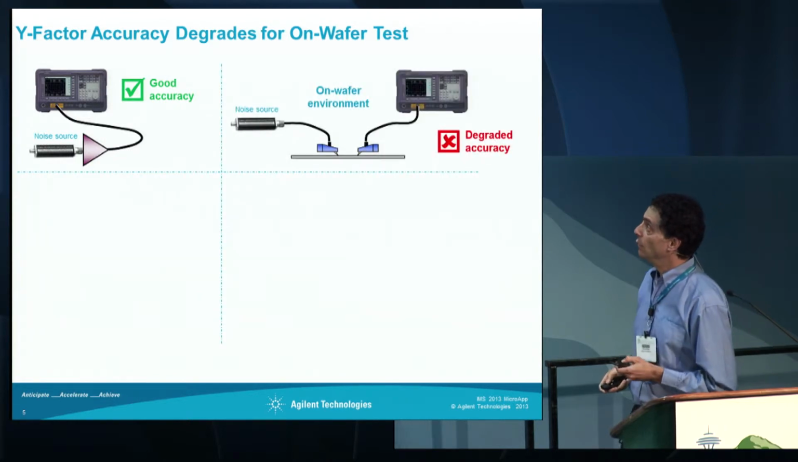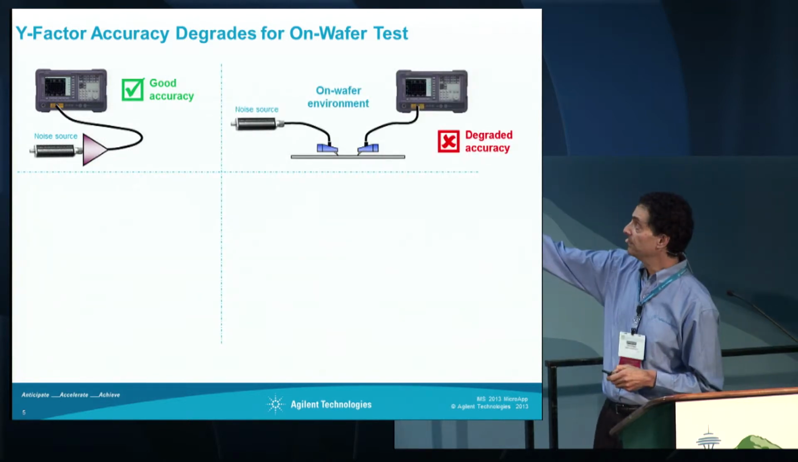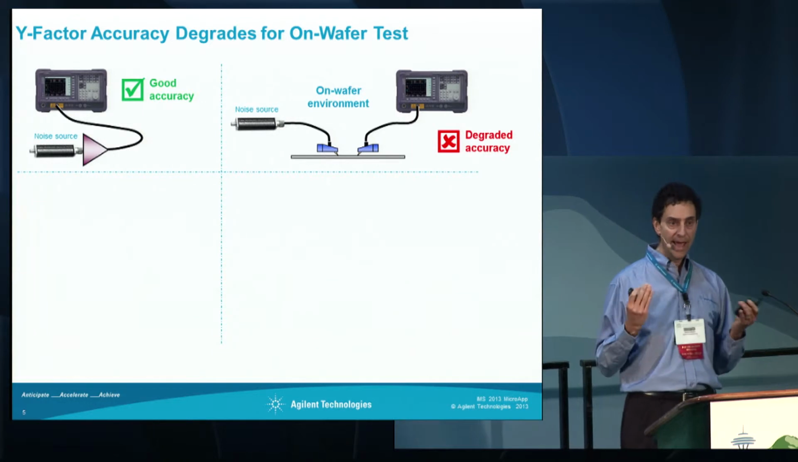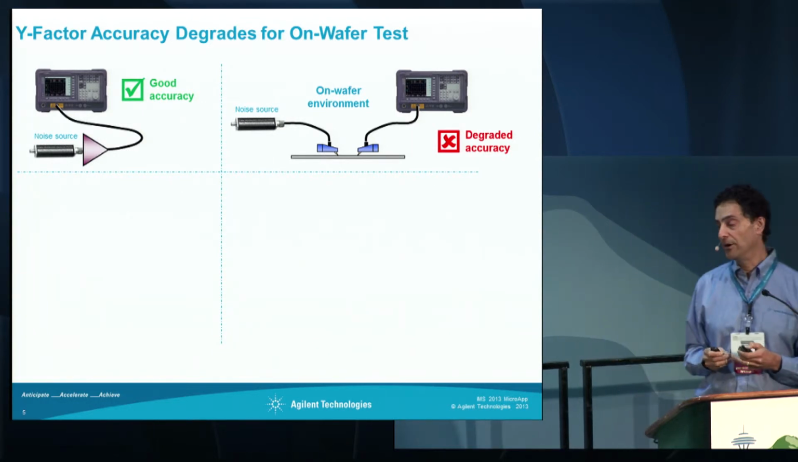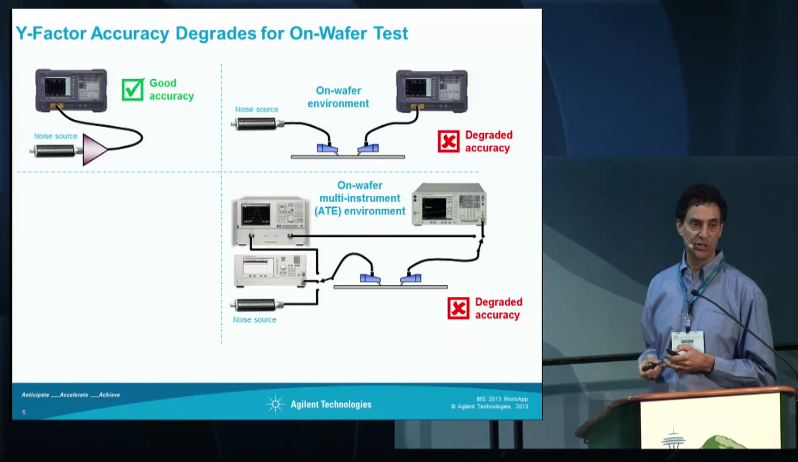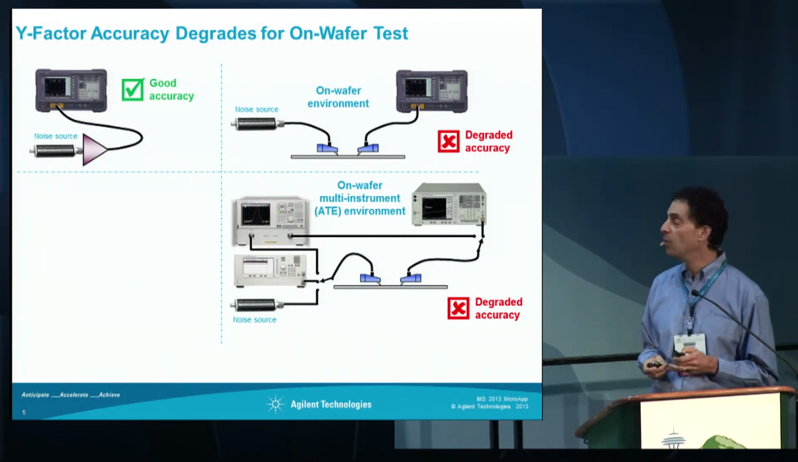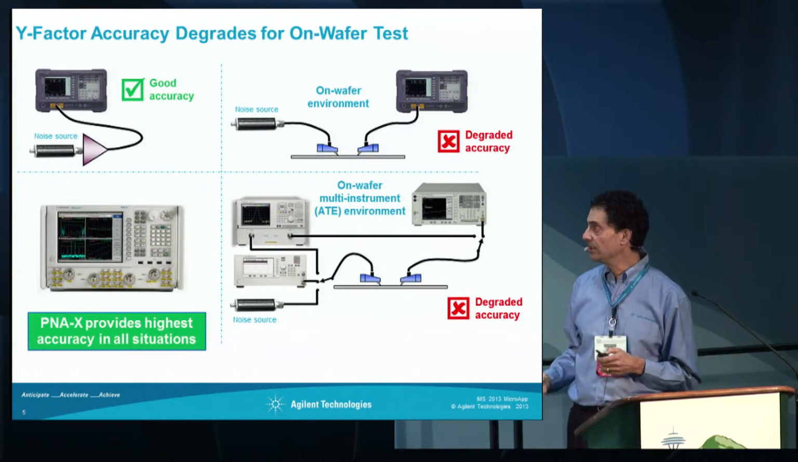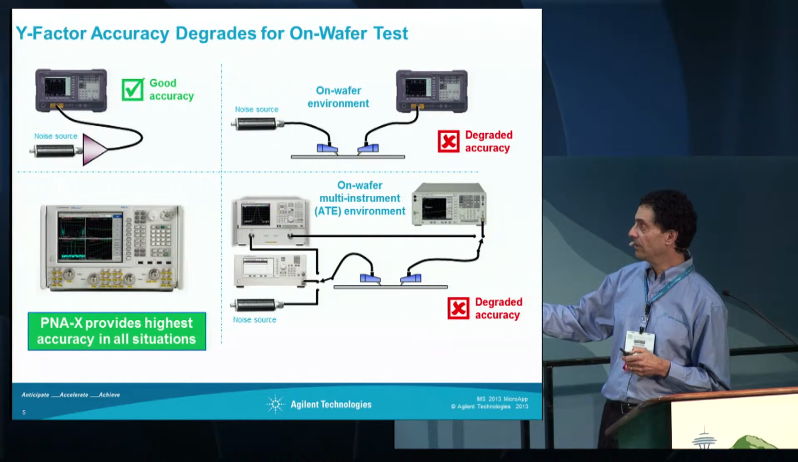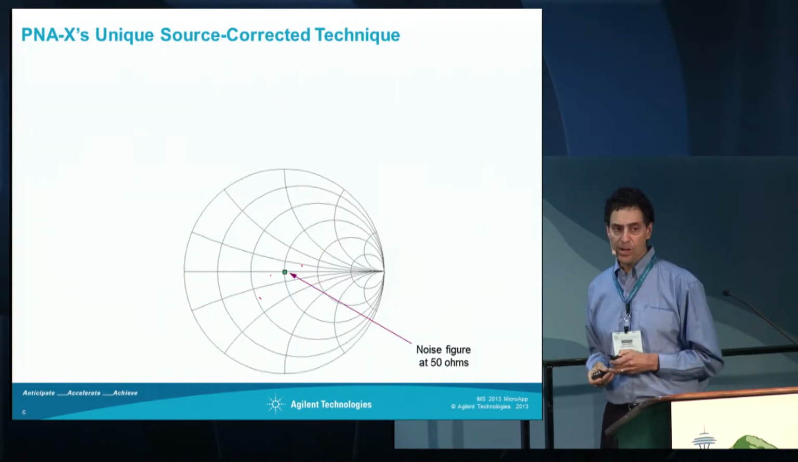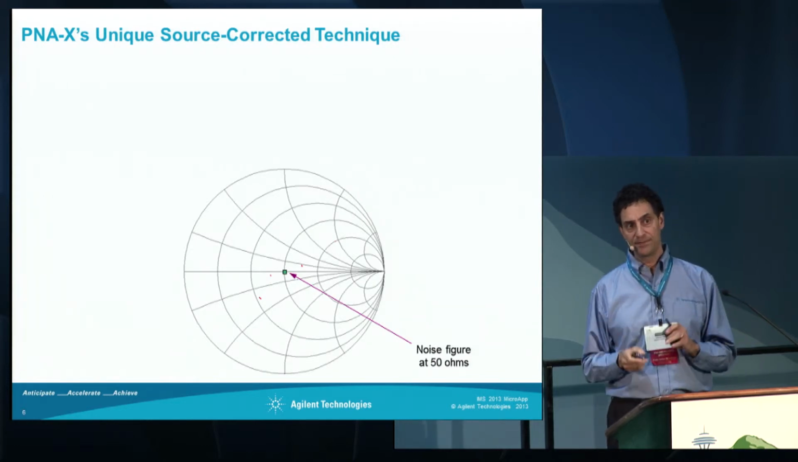But when you're on an on-wafer environment, this addition of a cable here and a probe degrades the source match of that noise source. And that will cause measurement error. And things get even worse if you've got a switch matrix as part of your measurement setup and you're trying to do Y-factor. So the PNA-X, because of this advanced error correction, is able to give high accuracy in all these environments.